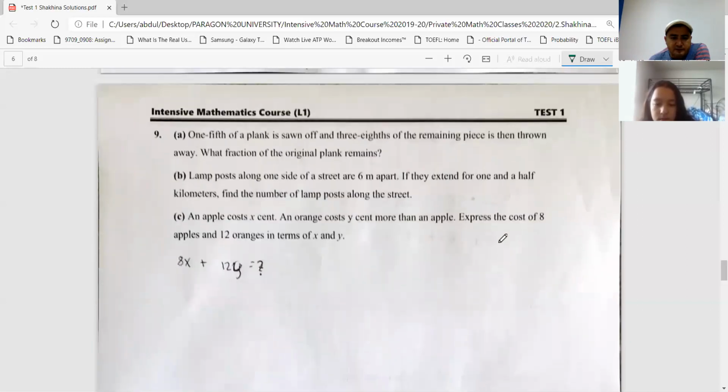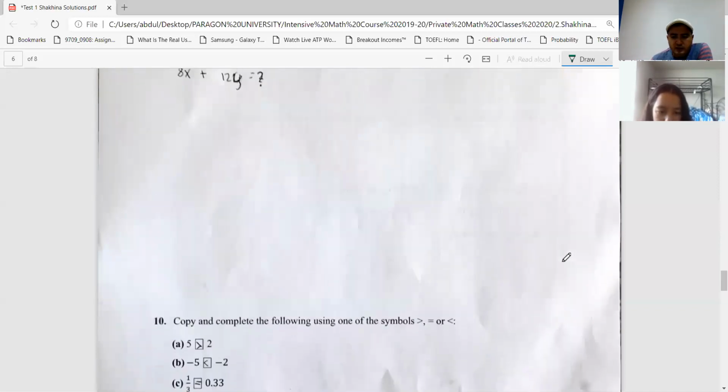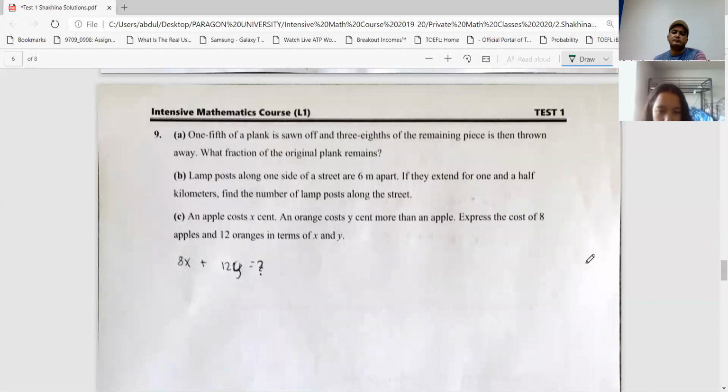Let's see another example. Okay, 9a. You couldn't solve any of these questions, Shahina. This 9, and we have one more question. All right. Oh, I was in the middle of doing that. Read question A.